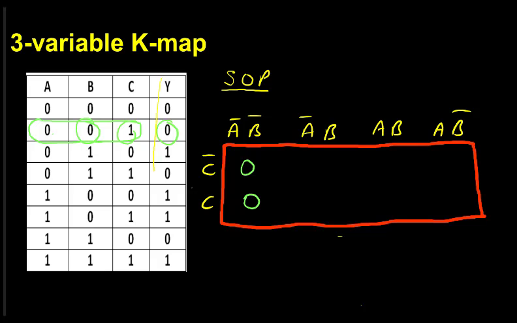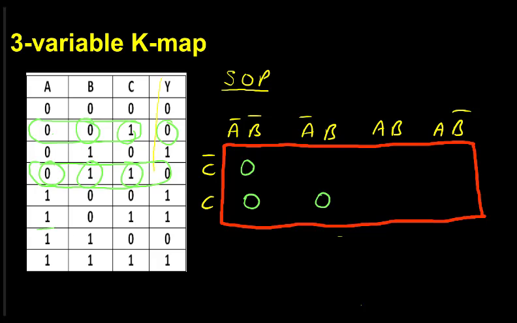Now the next 0 is at this point, which is A bar, B, C. So A bar, B, C is here, and they come to this point. So this is again 0. So 0 will come here.